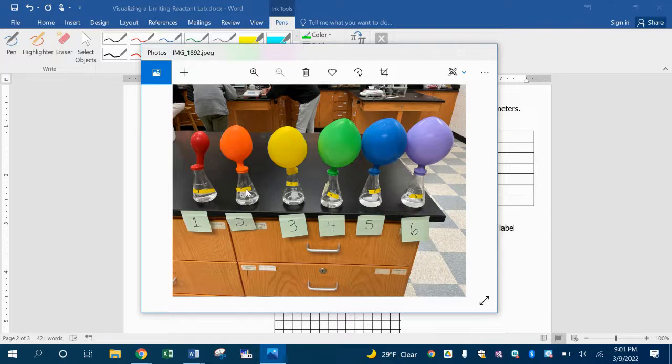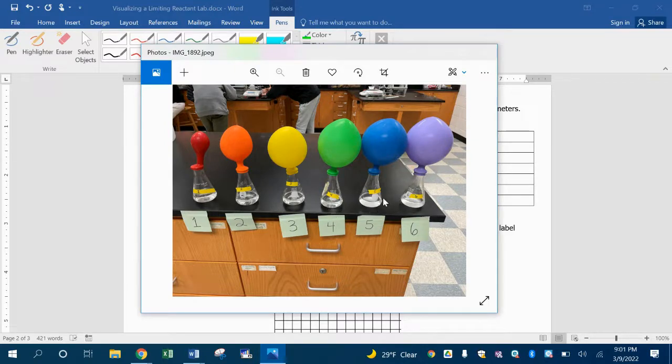And then in 2, with a little bit more baking soda, the balloon got a little bit larger. And same for 3 and even 4. But once we get to 4, 5, and 6, we can start to see that it leveled out. And why is that? Because now there's going to be leftover baking soda and not enough vinegar.